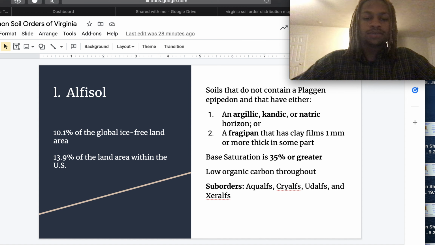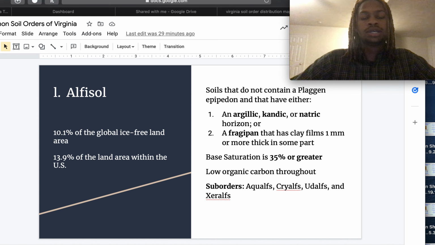Alfisols are classified as soils that do not contain a plaggen epipedon and that have either an argillic, kandic, or natric horizon, or contain a fragipan that has clay films 1 millimeter or more thick in some part. The base saturation is always 35% or greater. This soil order also contains a low organic carbon content throughout the profile.